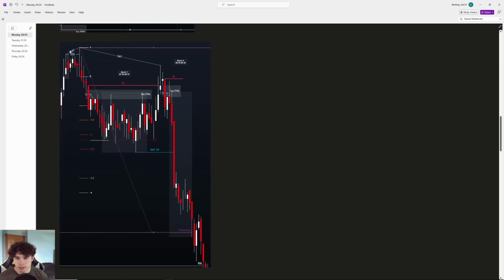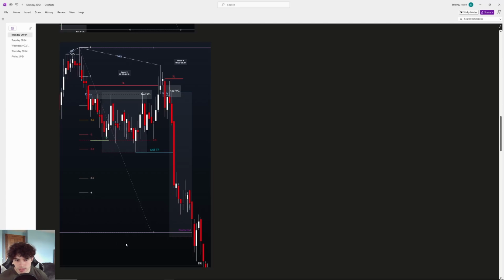Then we have this model right here. This is a turtle soup, a good example of one. We have liquidity up here. We swipe it and take it out, form an SMT, displacement down. Then we have this 1 minute right here. We tap into the 1 minute. This is also a manipulation leg, so here's your standard deviation projections. Tap into this 1 minute. We head down to this 2.5.